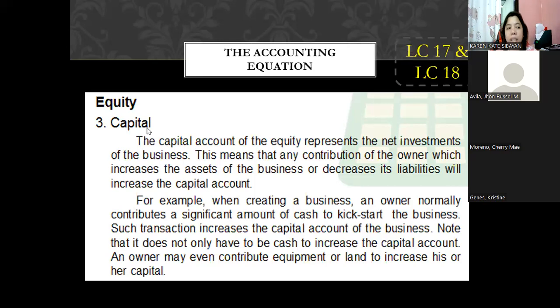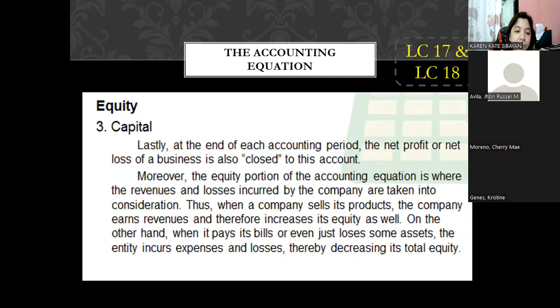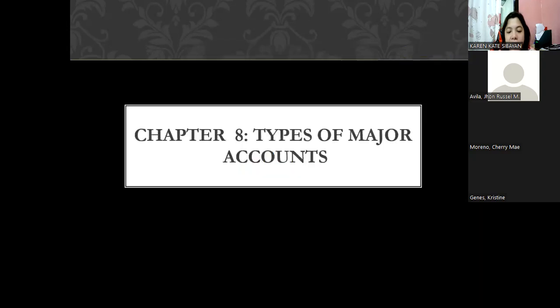Usually, sinusulat yan sa transaction. For example, ako yung nag-invest. Usually, apelyido nung kung sino man yung nag-invest. So, for example, si Bayan, capital. Okay? So, lastly, at the end of each accounting period, the net profit or loss of the business is also closed to this account. Ayan. So, medyo na-explain na usually yung major accounts doon.